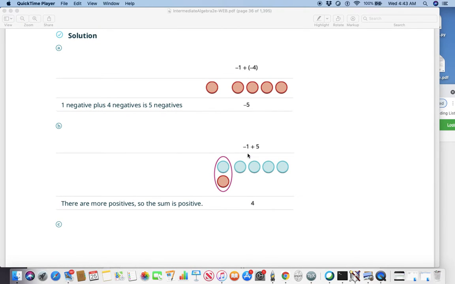Next example, -1 plus 5. -1 is 1 red counter, 5 is 5 blue counters. 1 blue counter and 1 red counter, they cancel each other. You are left with 4 blue counters. So 4 positives.